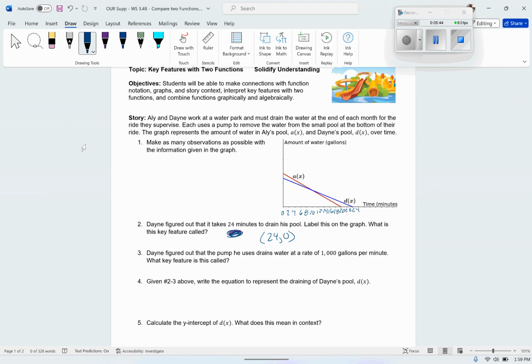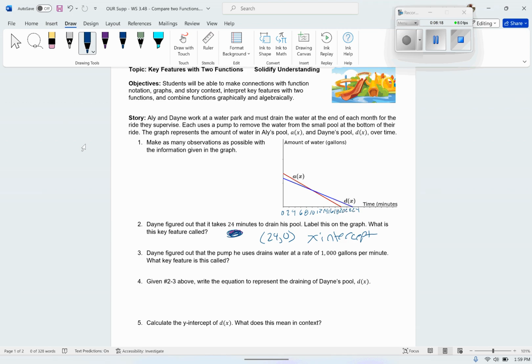So is it an x-intercept, y-intercept, slope? What is that point, 24? X-intercept. Good. Do we feel comfortable with that so far? Then I think we have number 2 figured out. It says Dane figured out it takes 24 minutes to drain his pool. Label this point on the graph. What is this key feature? It's the x-intercept. Okay, feel good about that.